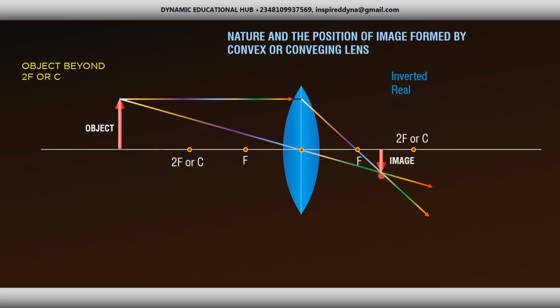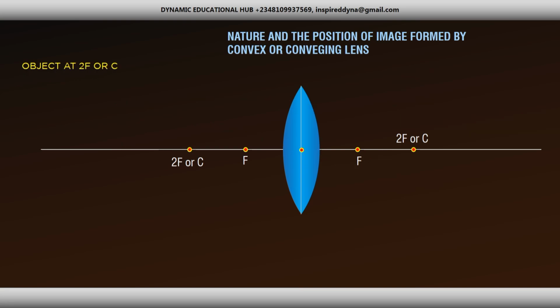It is going to be real. We have intersection of the rays of light. It is diminished, and it is located in between the focal point and center of curvature, in between F and 2F.